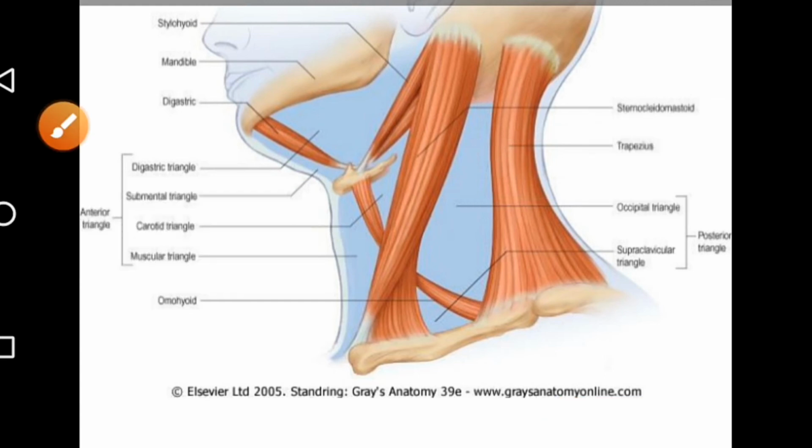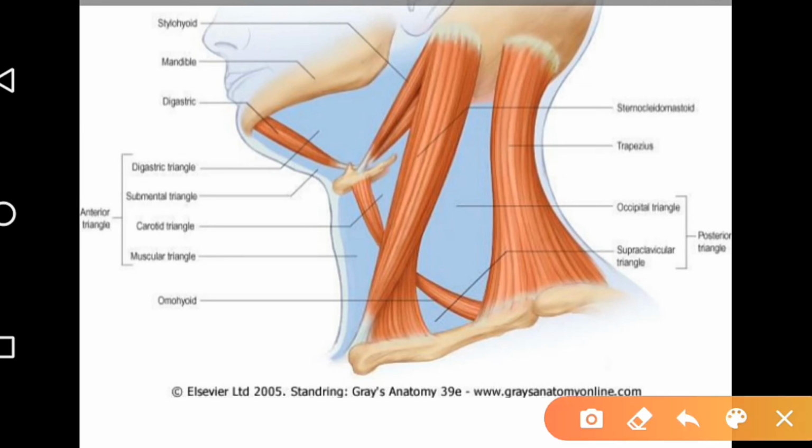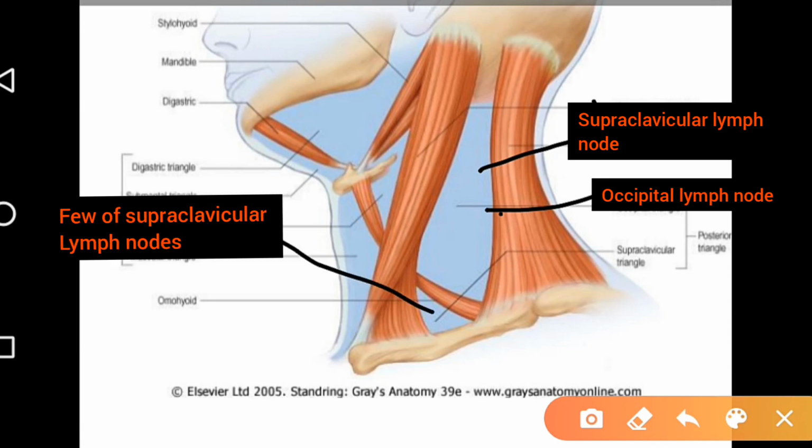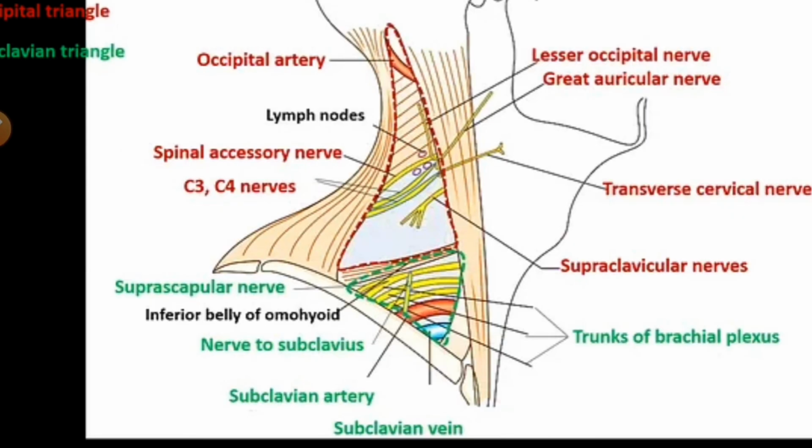Also, the lymph nodes present in the posterior triangle of neck are, in the occipital triangle, the supraclavicular lymph node and occipital lymph node, and in the supraclavicular triangle there is the supraclavicular lymph node. As you can see in the picture, there are nerves and blood vessels that are arranged in the triangles of neck.